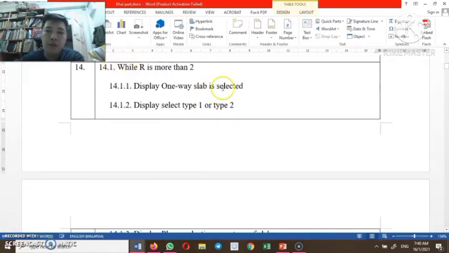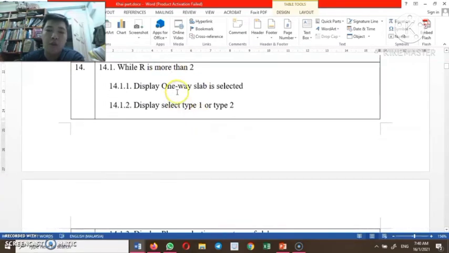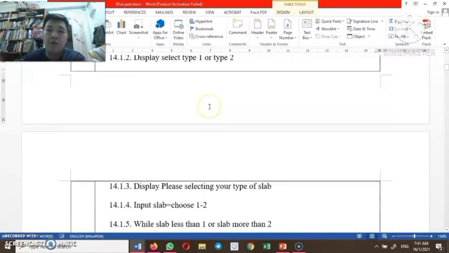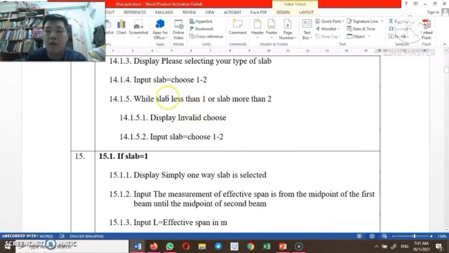As you can see here, while R is more than 2, it displays one-way slab is selected. Because just now we already measured Ly over Lx. If it's more than 2, then it will display one-way slab. So the one-way slab is type 1 and type 2, as I mentioned just now: the simply supported one-way, and the other one is the continuous. So the user has 2 choices, either 1 or 2.